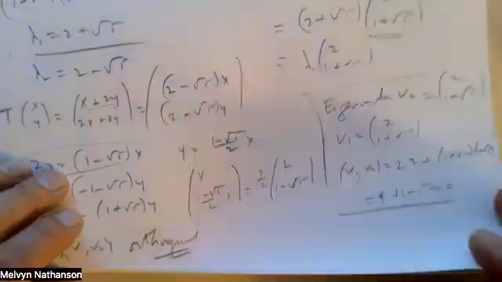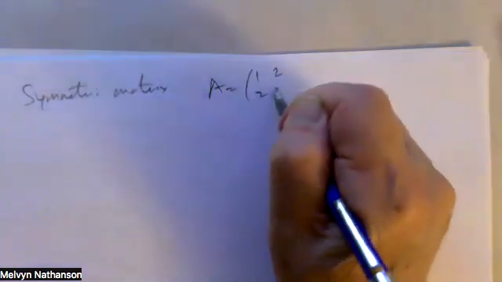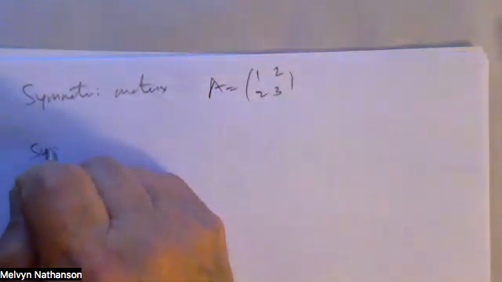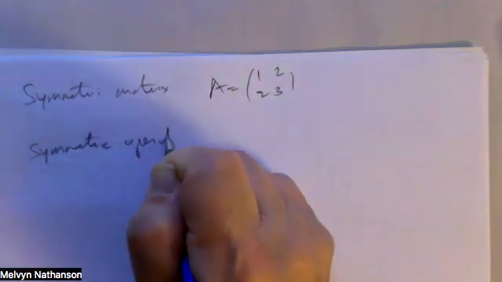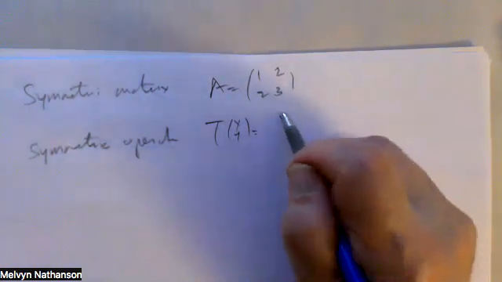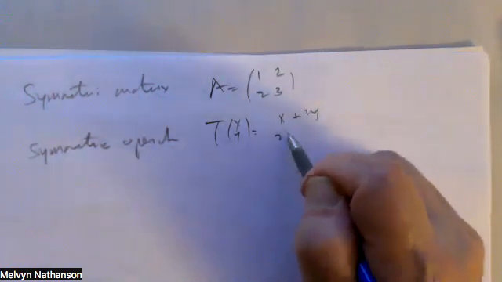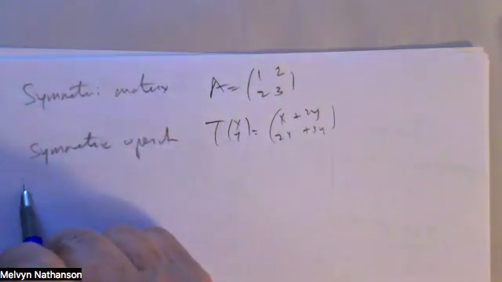So let me just summarize what we've seen in this case. We have a symmetric matrix A equal to 1, 2, 2, 3, or the symmetric operator T of xy equals x plus 2y, 2x plus 3y. We have eigenvalues.